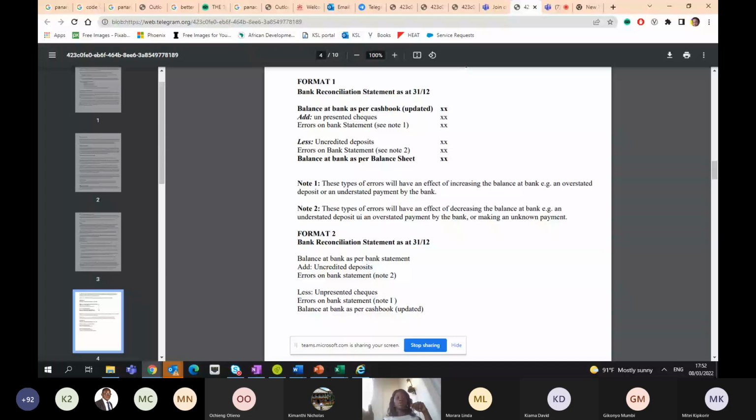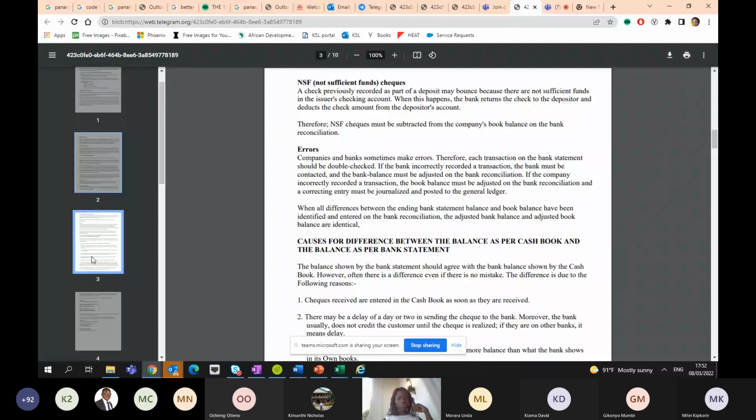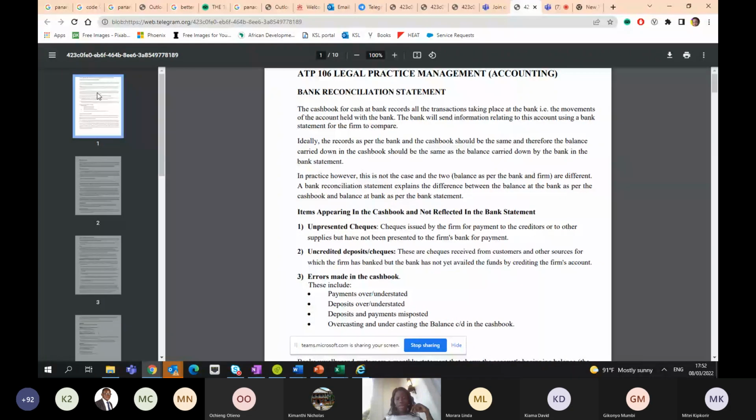So what is the right principle? If we say start with the cash book, you're saying my book has 168. So what have I left out? Maybe I haven't put unpresented checks. And what are unpresented checks? If we go back to unpresented checks, these are checks issued by the firm to creditors and other people. Basically, it's a check you've given out but hasn't been presented to the bank.